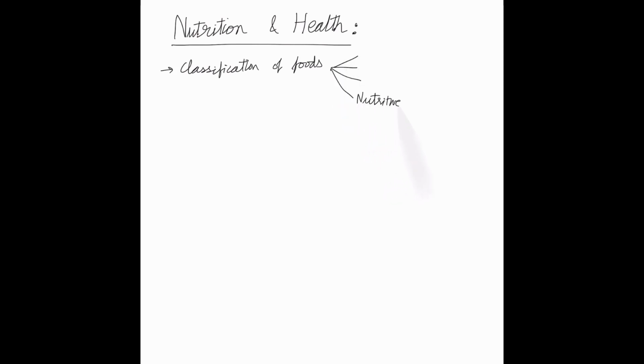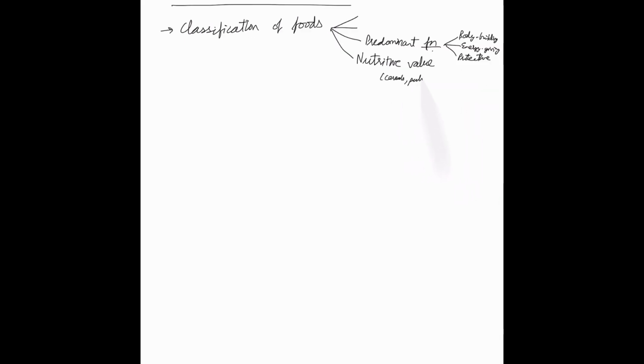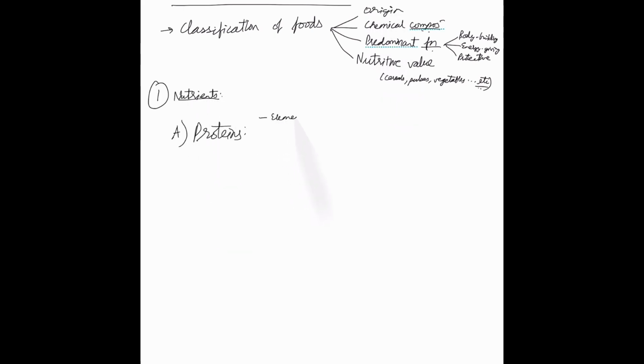So today we'll be talking about the chapter Nutrition and Health. It starts by classifying foods based on their origin, their chemical composition, their predominant function and their nutritive value. Based on the predominant function, they can be classified into bodybuilding, energy giving and immunoprotective. And based on nutritive value, they can be classified into cereals, pulses, vegetables, etc.